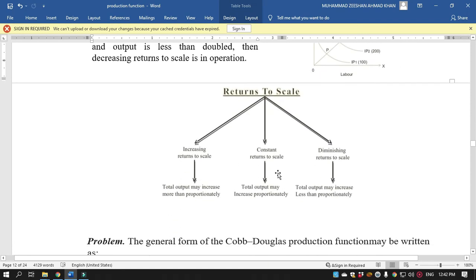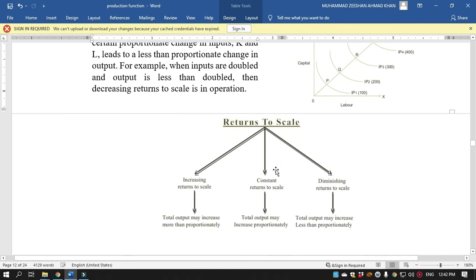So that's how we can classify return to scale into three kinds: increasing return to scale, decreasing return to scale, and constant return to scale. So that is the somewhat theoretical background of production so far. And from the next lecture we will do some mathematical and graphical practice. Thank you very much.